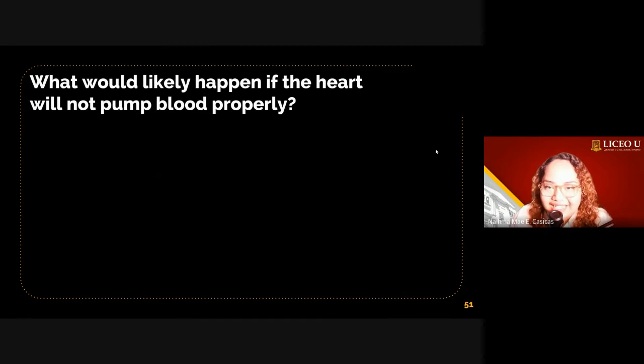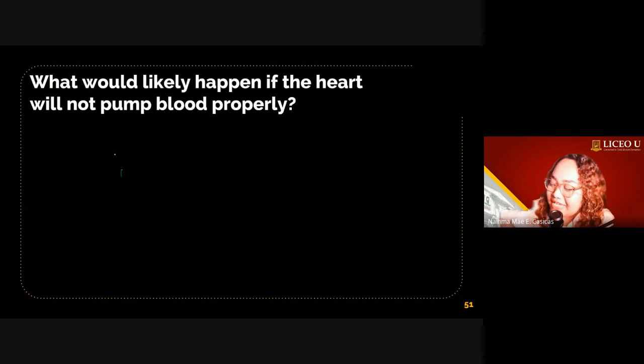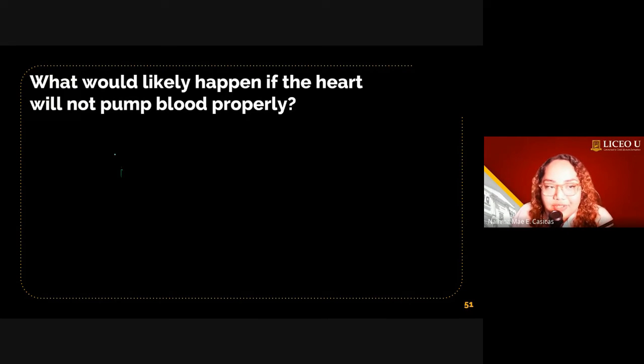Now, next question. What would likely happen if the heart will not pump blood properly? Actually, gi-answer na nato ni kaganina katong sa congenital heart disease, kung naay buslot sa imong heart or naay something wrong sa iyang valves or sa pagpump. So, di na ako ipa-answer sa inyo. But what would likely happen if the blood will not pump properly? Dili mahatagan og tarong na oxygenated blood ang imuhang organs, no? So sometimes madaot ang imong organs and then eventually it will lead to organ failure.